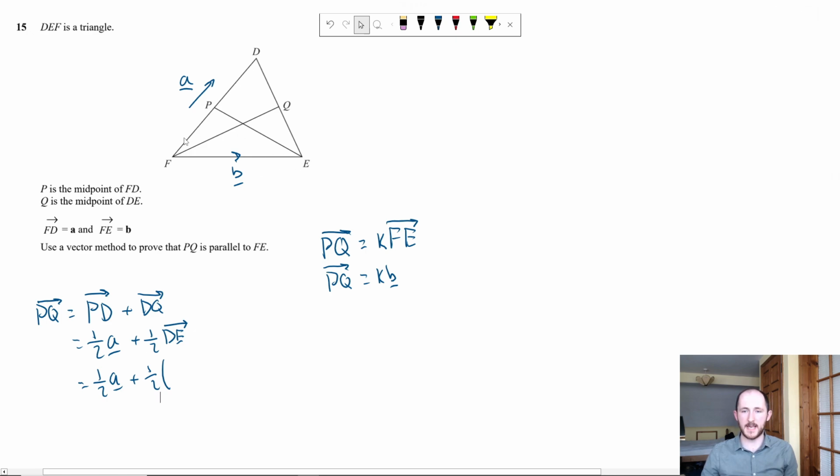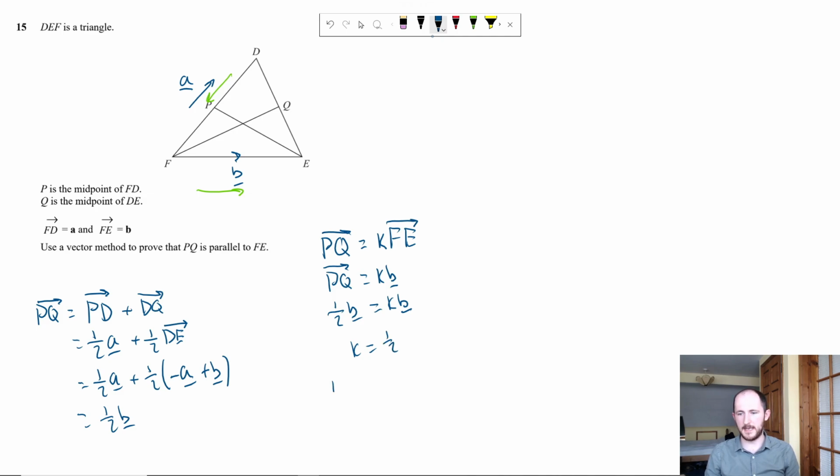So that would be minus A, right? And why is it minus? Because I'm going in the opposite direction to the arrow, right? If I wanted to do this, I would have to go against it. And then I'm going along B, so it'd be plus B. So that should equal half A minus a half A is 0A, and then it'd be a half B. Well, if you notice, PQ is just a half B, and that does equal KB, where K is equal to a half. Right? So in other words, PQ is a half of FE.